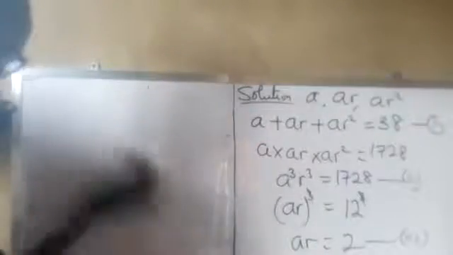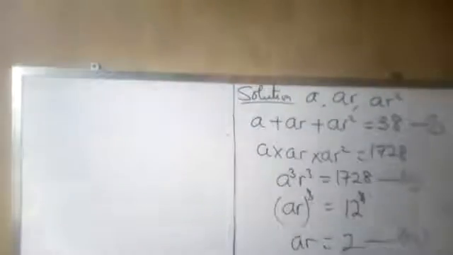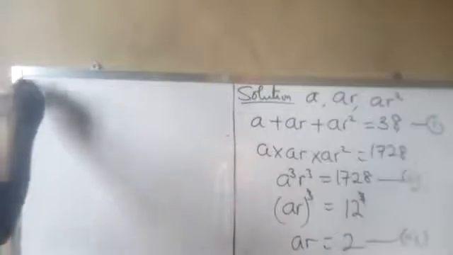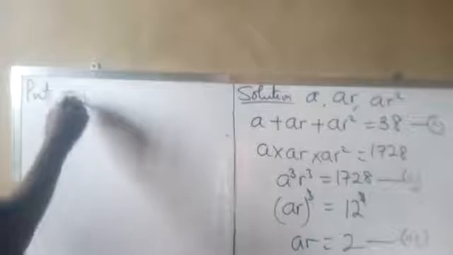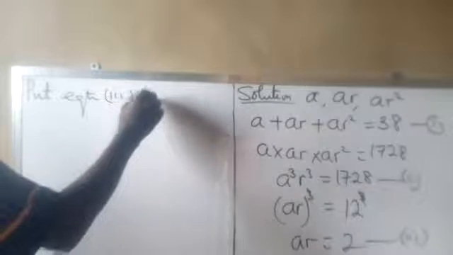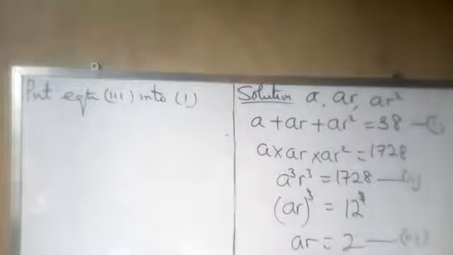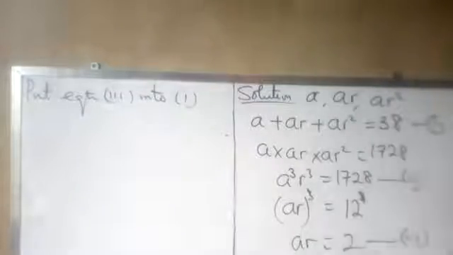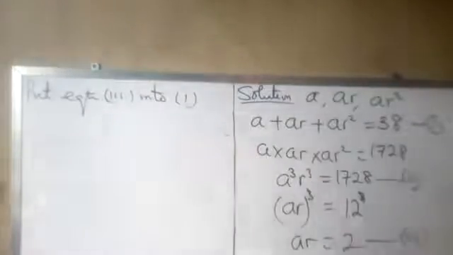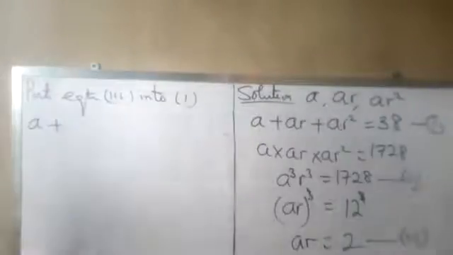Now with this, we have gotten 3 different equations. We can now substitute for AR by saying put equation 3 into equation 1. It will be 1 because we formed equation 3 from equation 2. So we can't return equation 3 into equation 2. That will be wrong.